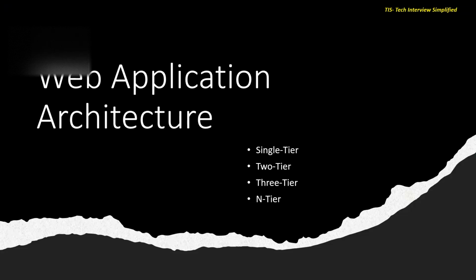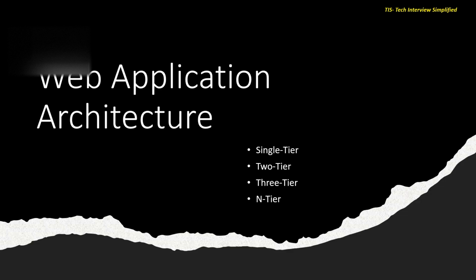And today we'll be talking about web application architecture. So web application architecture consists of either one layer, or we can say one tier, two tier, three tier, or n tier. And here tier can also be referred to as a layer. And mostly the three layers which are involved in this architecture pattern are the presentation layer, business layer, and data layer.